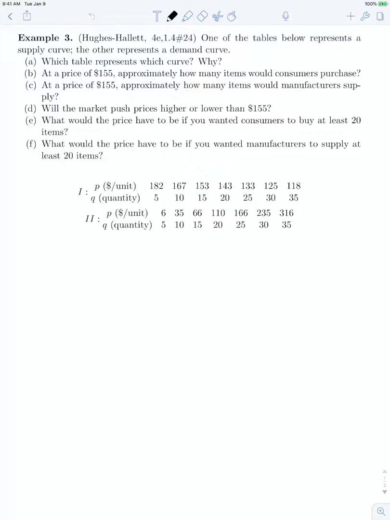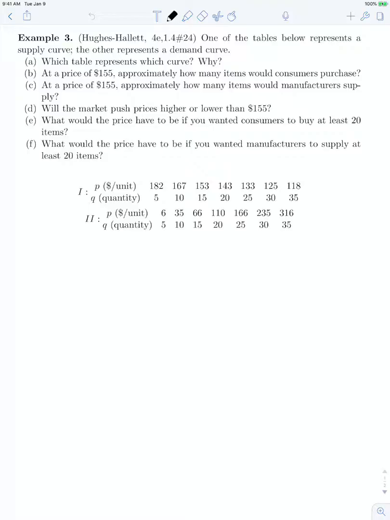Okay, so the main thing to look at when you're comparing supply and demand is that with supply, price and quantity rise together. So if the price is higher, the suppliers are more willing to manufacture more, supply more of whatever that quantity is. And then in a demand curve, they go in opposite directions, so that if the price is higher, then the consumers are going to buy less or demand less. So they go in opposite directions, higher price, lower demand.